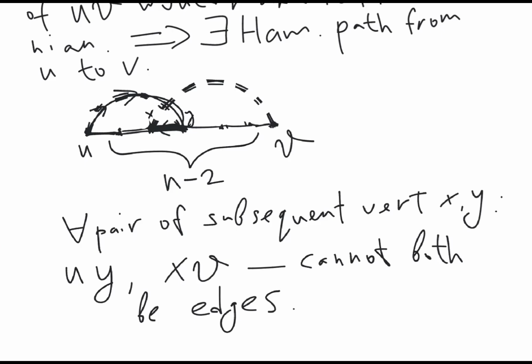So we don't go by the edge xy. First we go from u to y, like here. Then we go from y to v. Then we go from v to x, like this. And then we go from x to y.